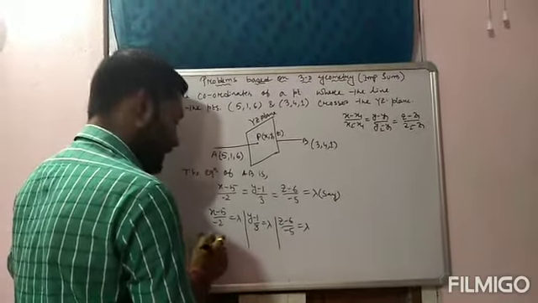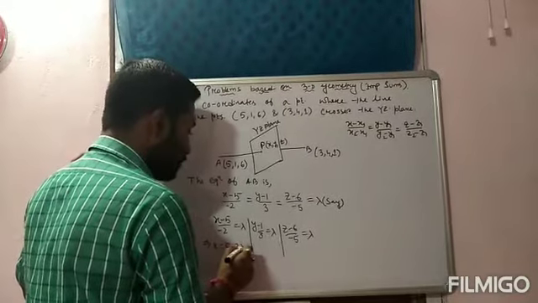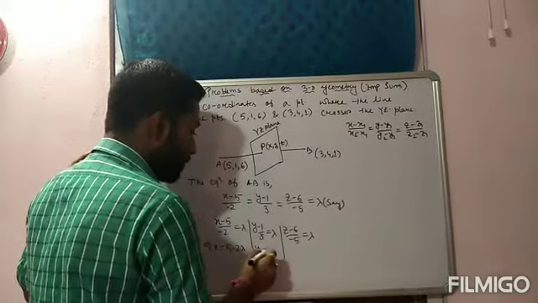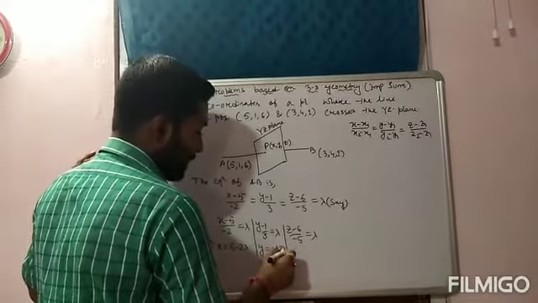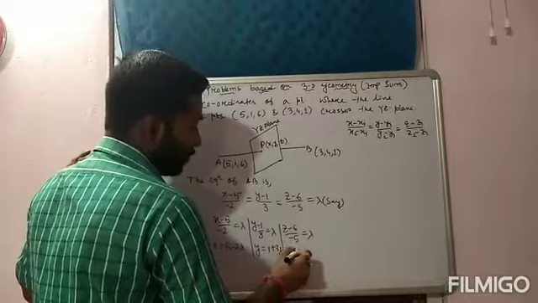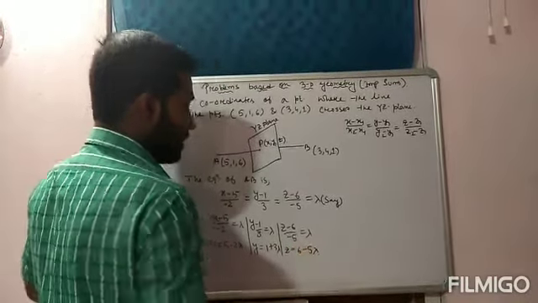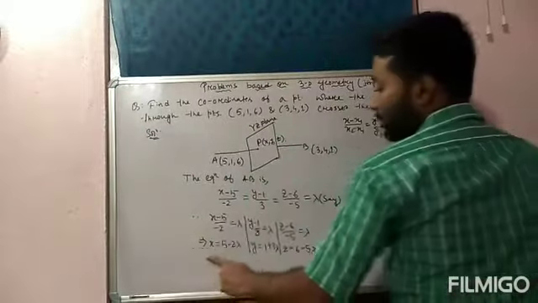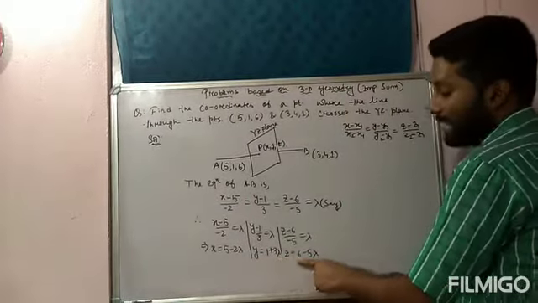Or we can write it as x is equal to 5 minus 2 lambda, y is equal to 1 plus 3 lambda, z is equal to 6 minus 5 lambda. Okay, so x equal to 5 minus 2 lambda, y is equal to 1 plus 3 lambda, and z is equal to 6 minus 5 lambda.